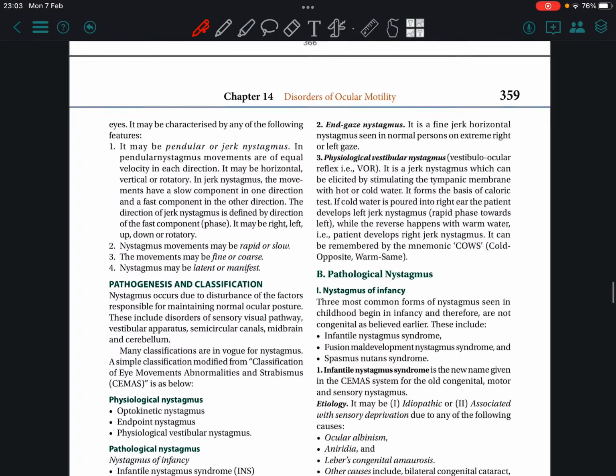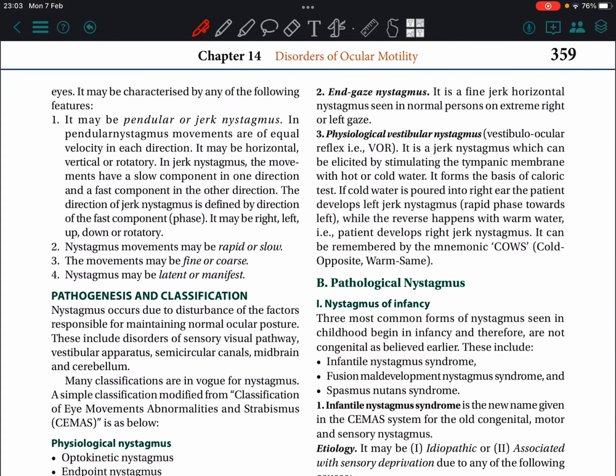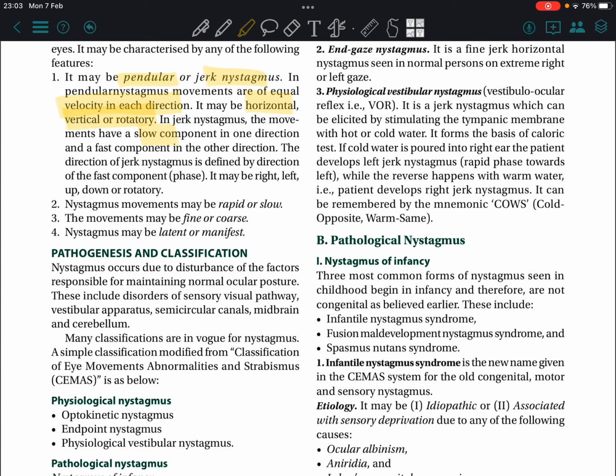Then it may be characterized by any of the following features. It may be pendular or jerk nystagmus. In pendular nystagmus, movements are of equal velocity in each direction. It may be horizontal, vertical, or rotatory. In jerk nystagmus, the movement has a slow component in one direction and a fast component in the other direction.